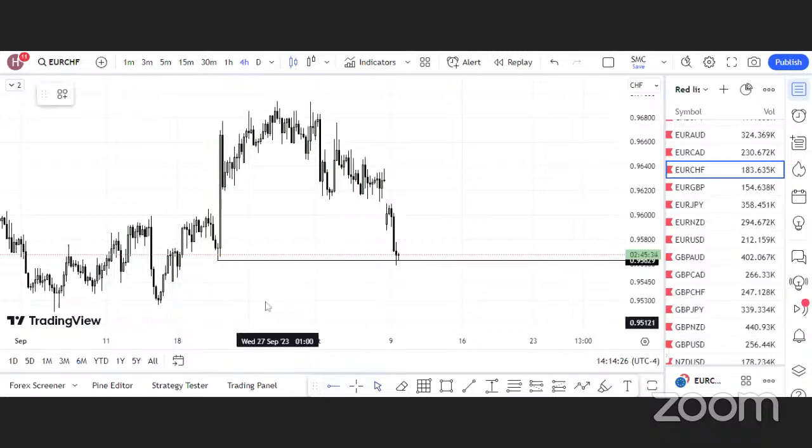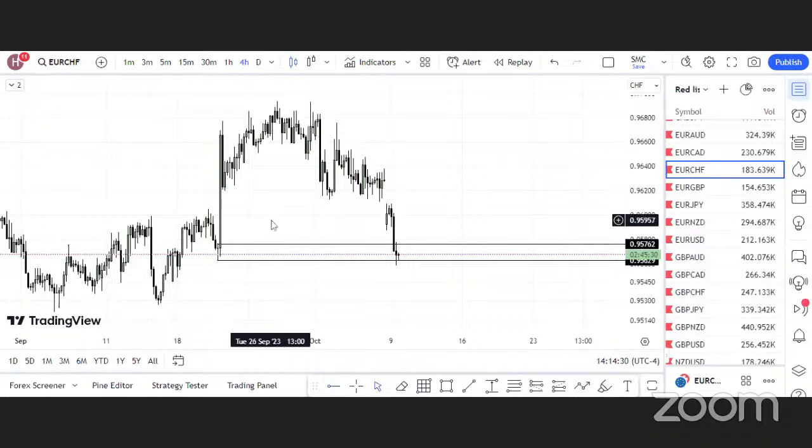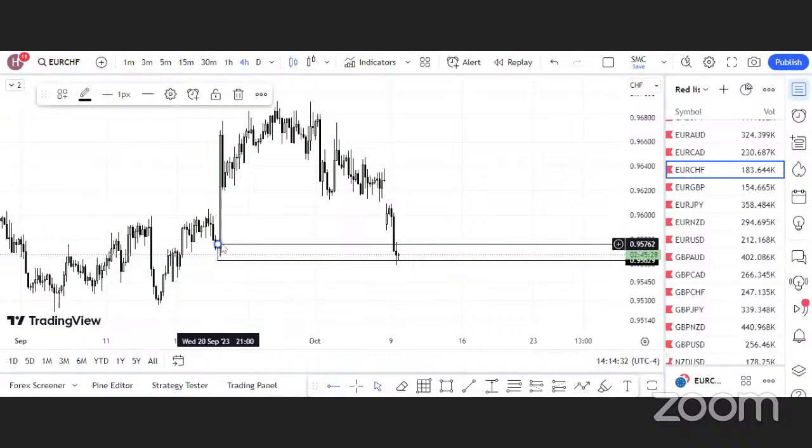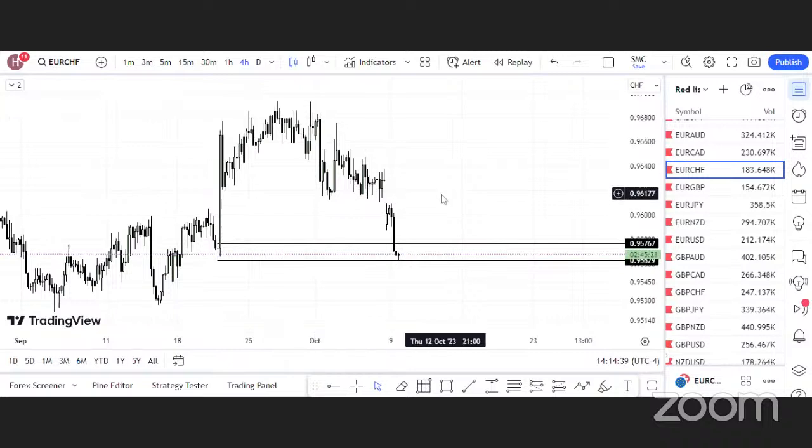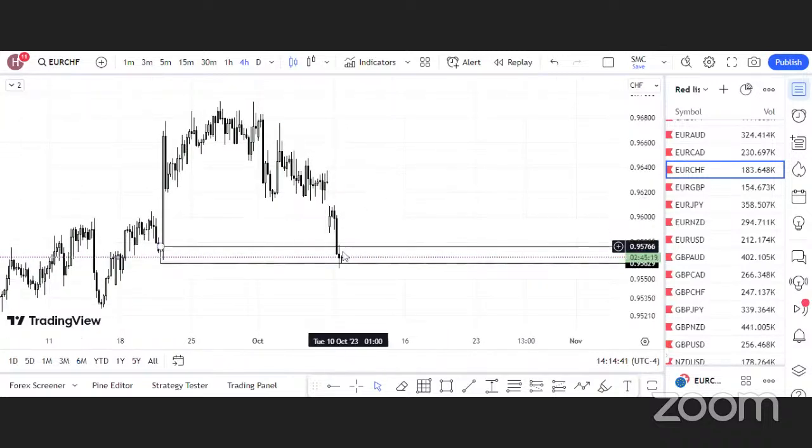So this is what I will do. I'll just mark that whole area out, the last candle that caused the market to move to the upside this way. So I'll just draw that out, and then I'll wait for the market. This is the higher time frame. This is the 4-hour time frame.